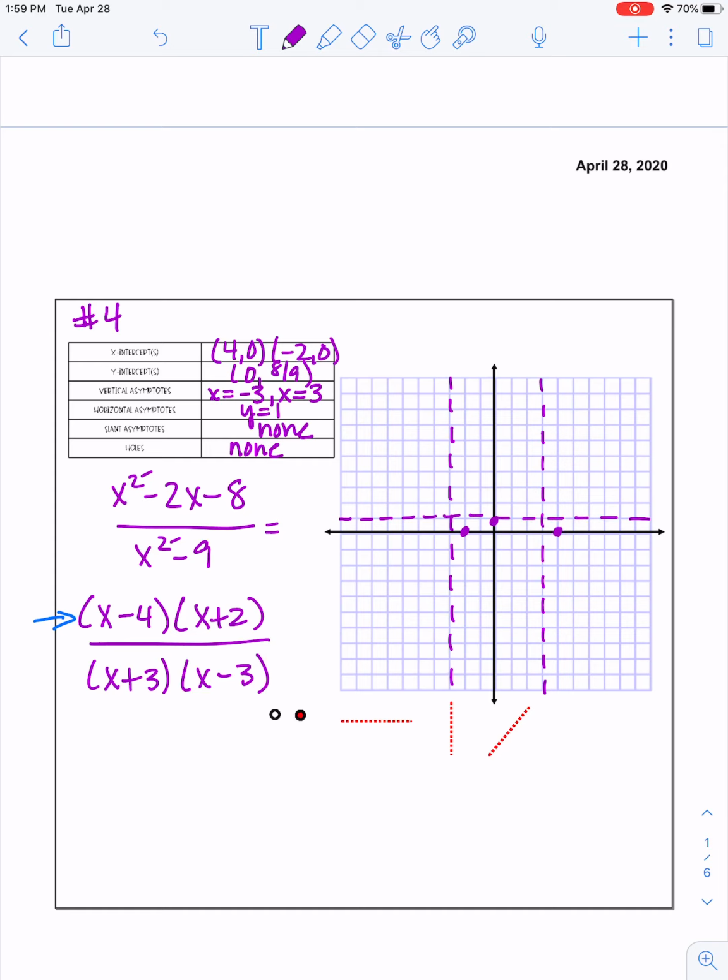Ugh, that line looks really bad. Hold on a sec. Okay, let's see if I can do this a little bit neater. Okay, that's a little bit better.